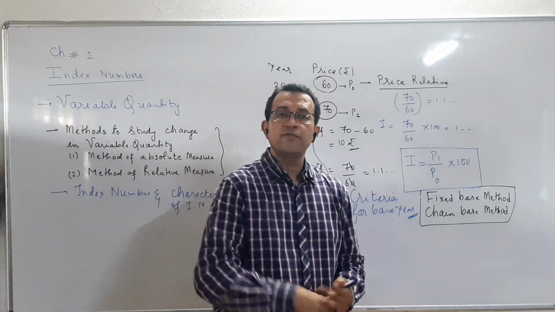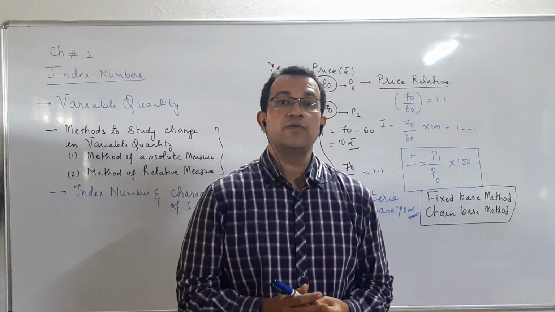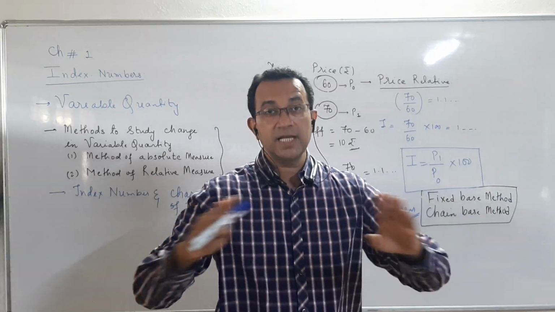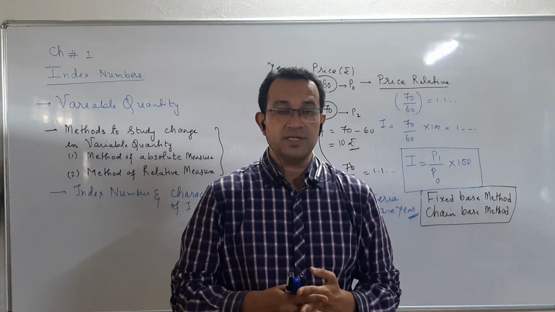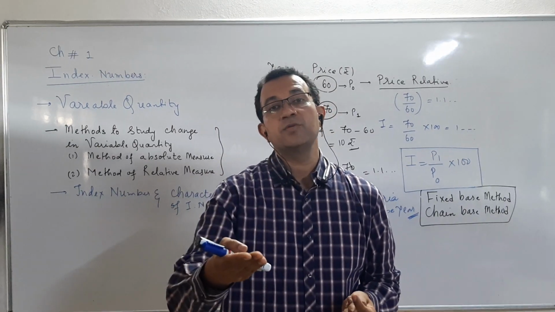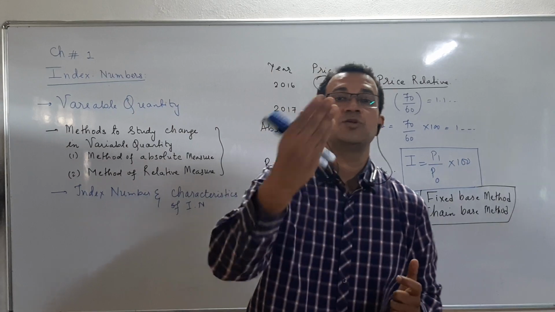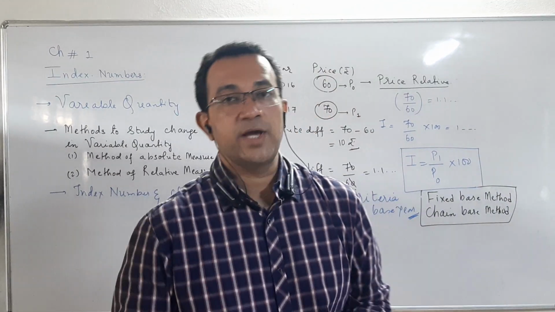I told you, if base year always remains fixed, same, then such a method is called fixed base method. And in chain base method, we don't have to select a base year. By default, previous year's value becomes base year. Suppose I am finding index number for 2018, then 2017 becomes base year. I am finding index number for 2015, then 2014 becomes base year. So this is very important.